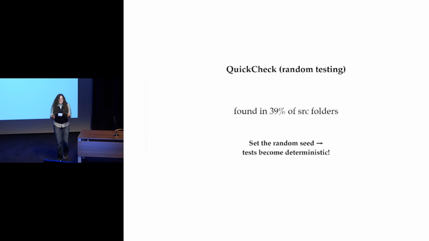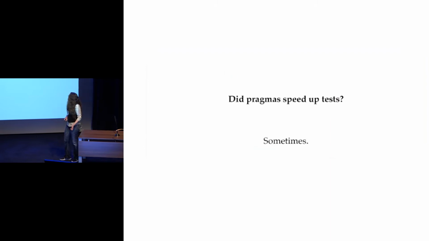But the good news is that 39% of these packages use something called QuickCheck. So we basically took QuickCheck, and then we hacked the random seed to just be one number every single time it ran. So then all of those non-deterministic tests became deterministic, and our noise went away. So the question now: did Pragmas speed up the tests?